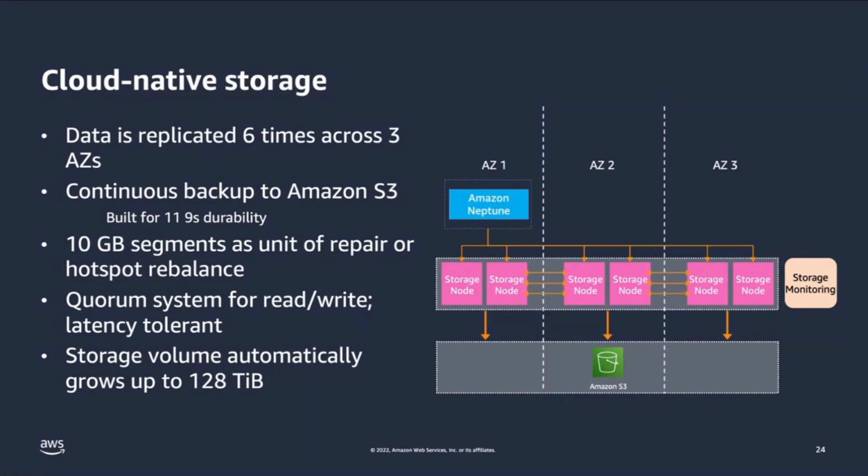This storage layer itself was built for 11 nines of durability, and it's based on basically 10 gigabyte segment sizes. As I said, when you start a cluster, you get one 10 gigabyte data segment. As you add more and more data to your cluster, we automatically provision these additional data segments for you. And this data segment is really the unit of repair that this system automatically uses to heal itself and to rebalance hotspots inside of the storage layer, things like that.